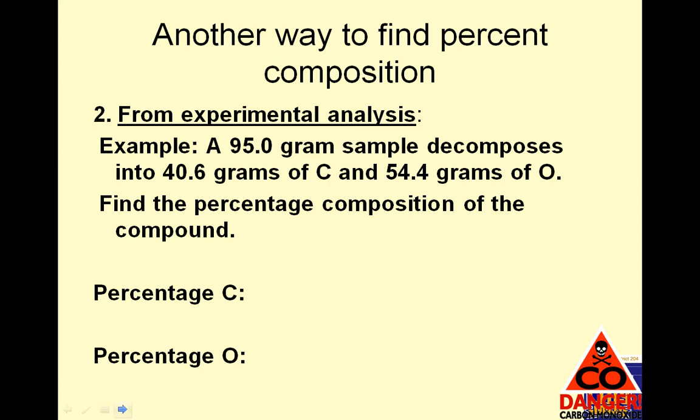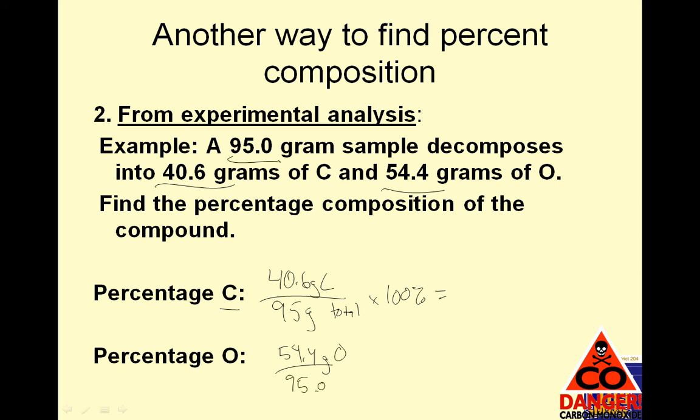Another way to find percent composition is from experimental analysis. A 95-gram sample decomposed into 40.6 grams of carbon and 54.4 grams of oxygen. Find the percent composition of the compound. Remember, it's part over total. For carbon, it's 40.6 grams of carbon over 95 grams total times 100%. For oxygen, it's 54.4 grams of oxygen over the same total of 95, times 100. 40.6 divided by 95 times 100 is 42.7%, and 54.4 divided by 95 is 57.3%. Yay!